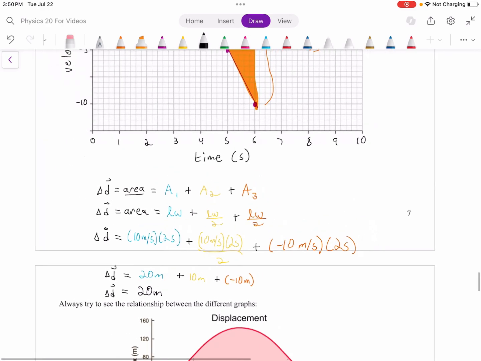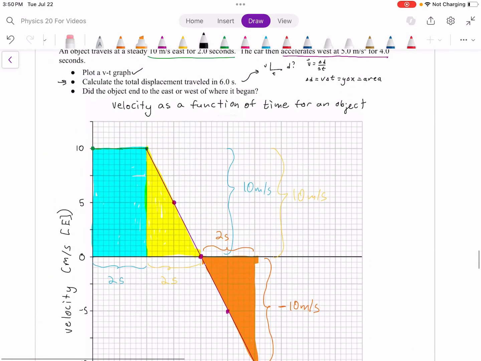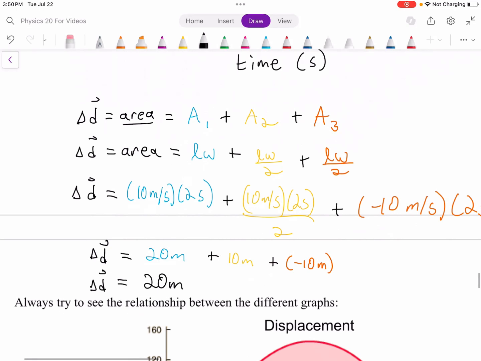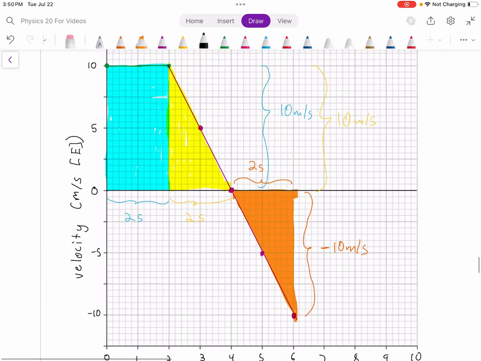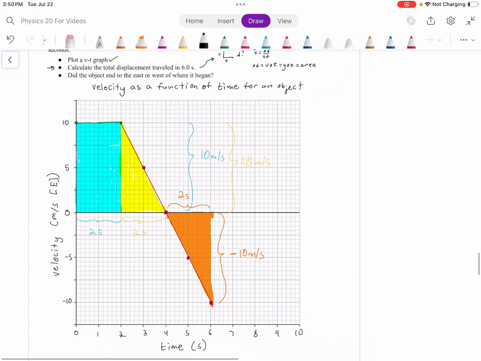Almost done, but that's a positive, and we actually know what positive means. For us, that means east. So overall, the race car ended up 20 meters east of where it started, right? Essentially, we could kind of see that from here too. It asked, did the object end to the east or west of where it began? We can tell that it covered more ground here than could be undone by this. Essentially, these two ended up canceling each other out. And so whatever eastward displacement it built up here, it actually finished with.